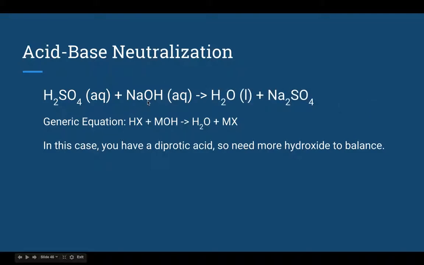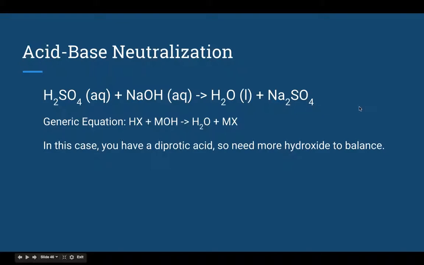So if I end up combining hydroxide with the acid, what's left is sodium and sulfate that are going to combine. Sodium's 1 plus, sulfate's 2 minus. I end up getting Na2SO4. There are my products, right? Here's my water, and here's my salt.